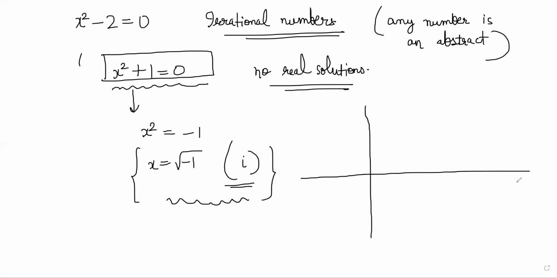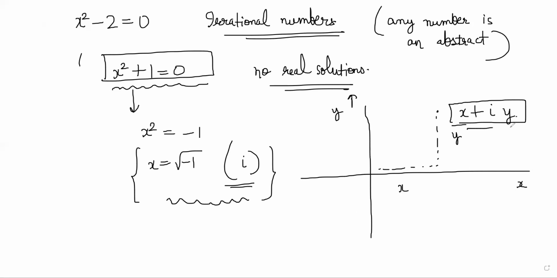People saw that if you put it on the x-axis like this and the y-axis like this, any number you can split into two components. You will have one real part of it and one imaginary part of it. This is y, this is x, and the number will be called x plus iy. Then this number is a complex number.